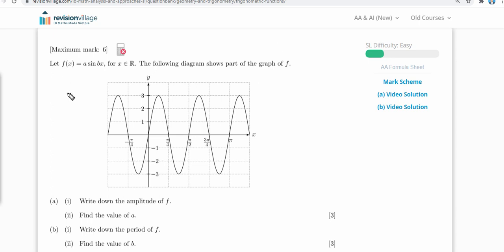It says let f of x equal a sine of bx, where x belongs to the real numbers. The following diagram shows part of the graph of f. I have not explained this concept in the explanation part, but this is a very easy concept. I'll just show you how. In part A, it says write down the amplitude of f.